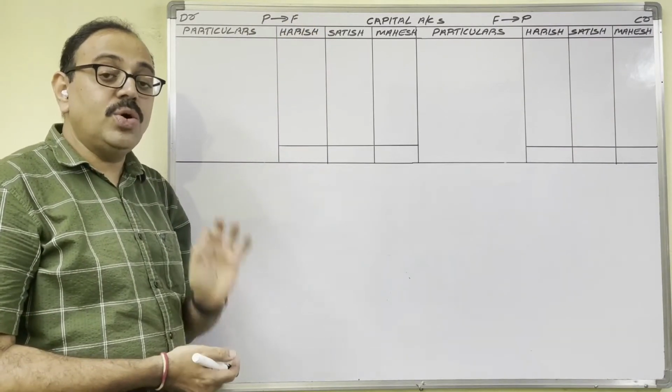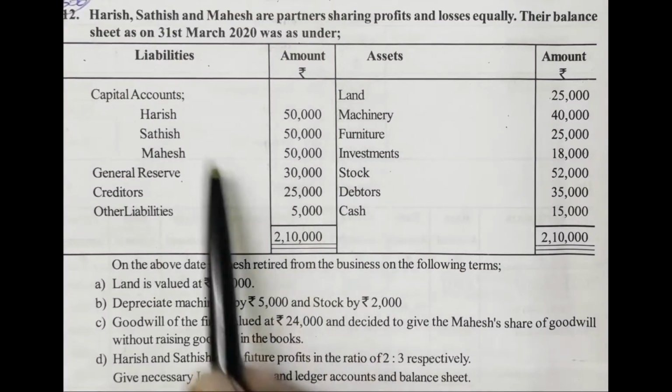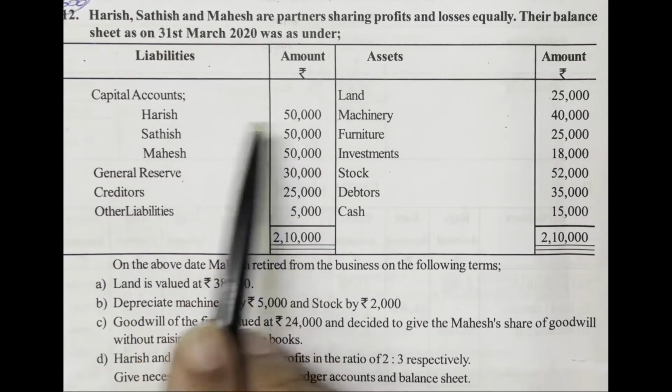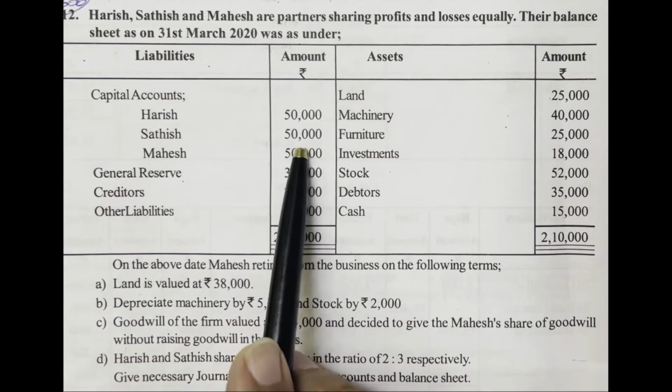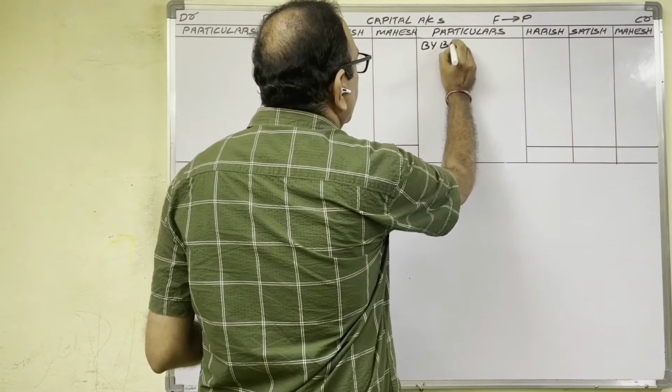First we have to start with the opening balance. From where we should take these amounts? In the old balance sheet, on the liability side, capital amounts are there now. Harish 50,000, Satish 50,000, Mahesh 50,000. These three amounts you have to show here. Opening balances on the credit side we have to show.